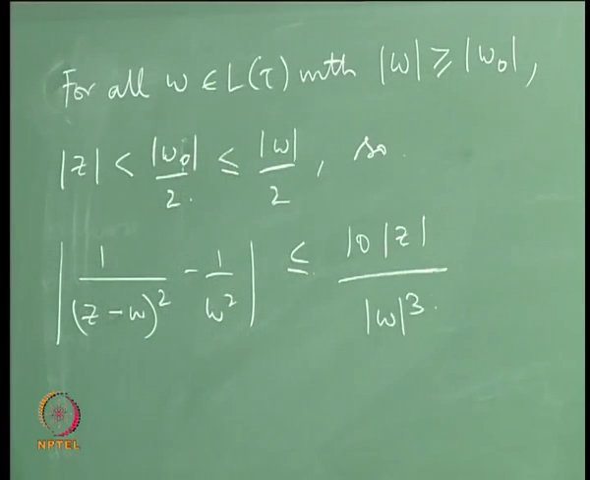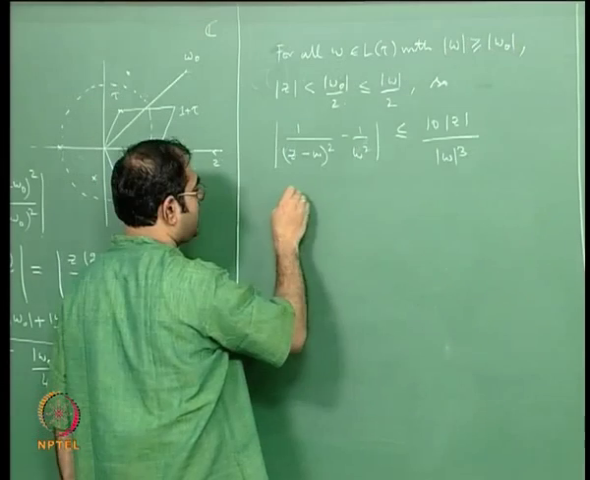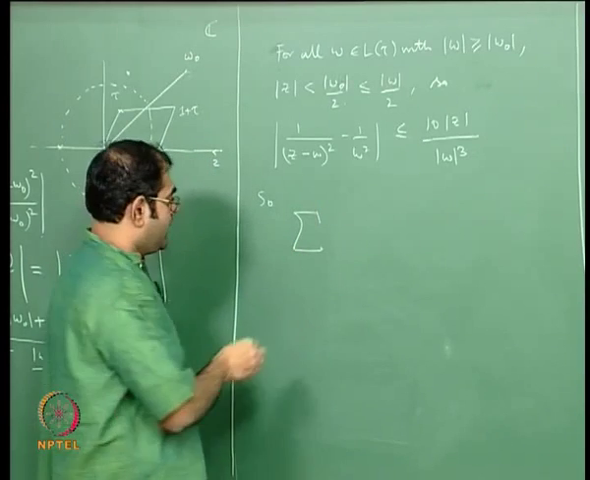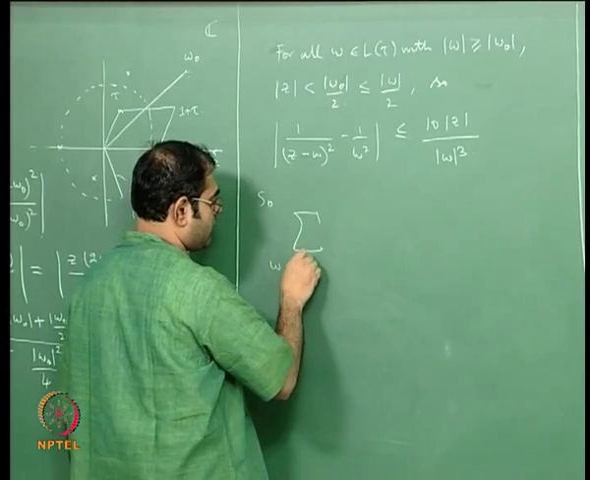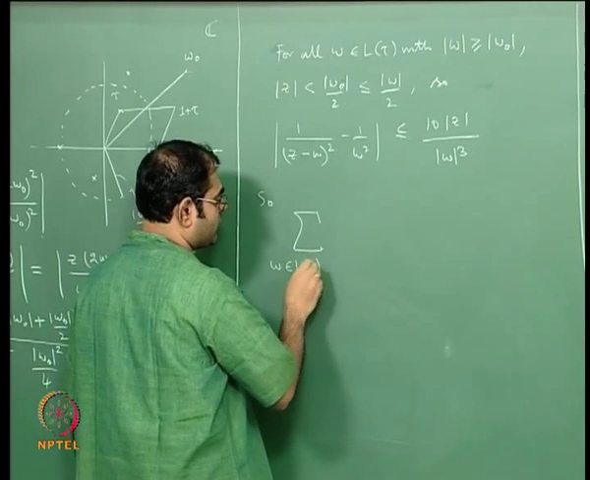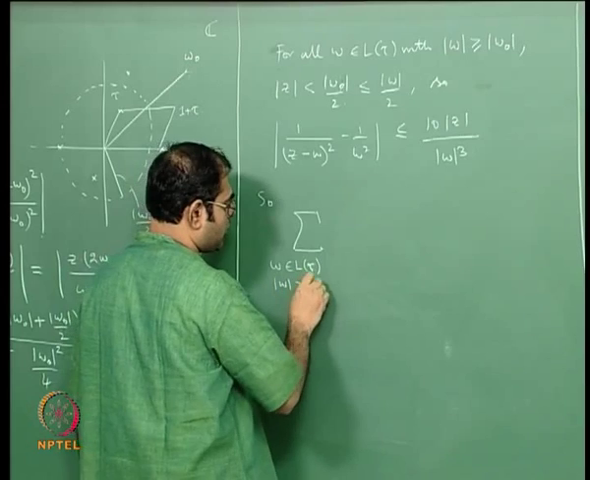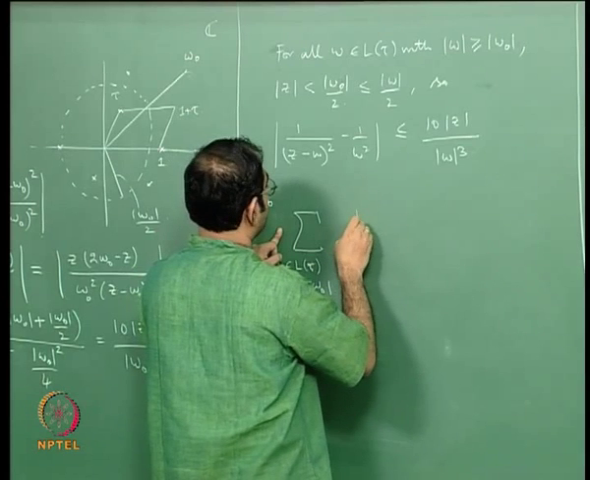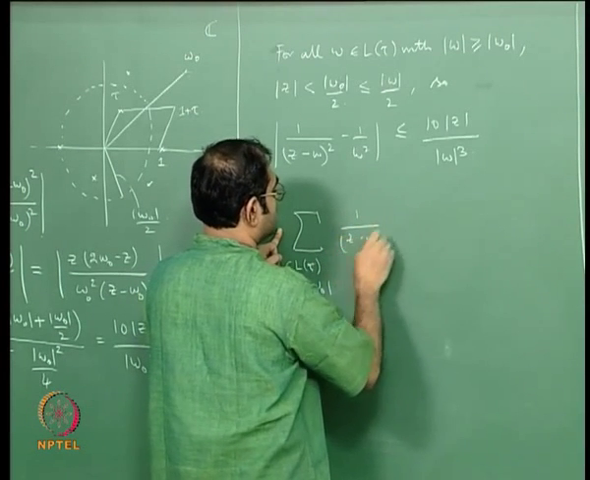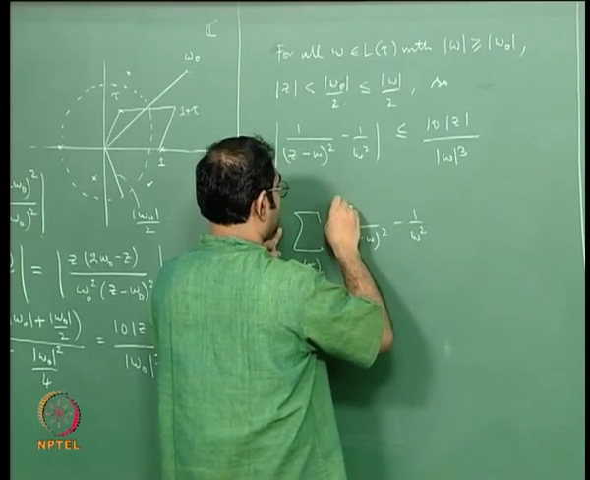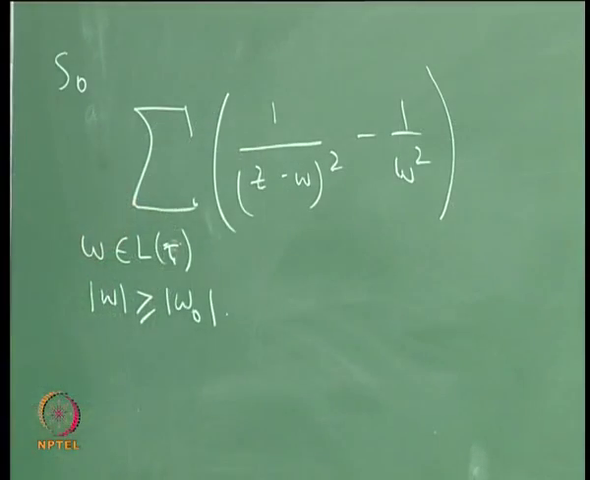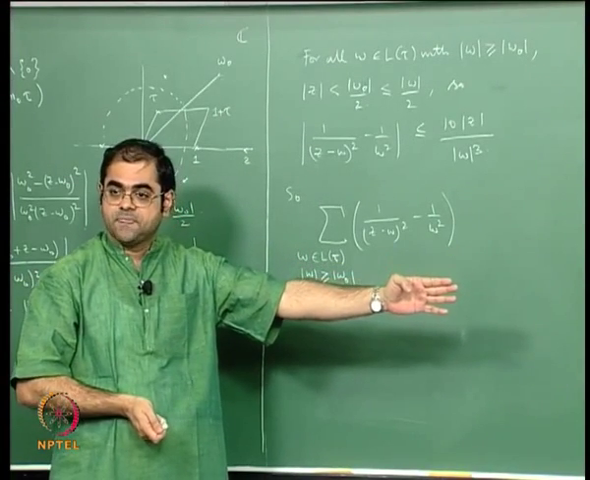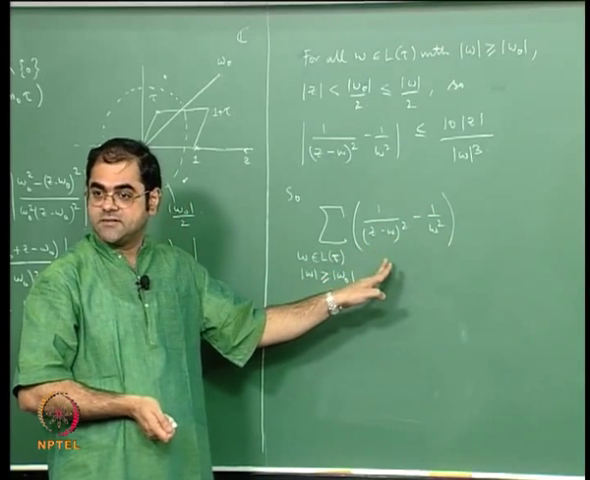Alright, so therefore you see, if I look at this series, I mean the tail end of the series, you take all omega in L of tau with mod omega greater than or equal to mod omega naught. Then if I look at this series, 1 by (z minus omega) the whole squared minus 1 by omega squared, this is just that series except for finitely many terms, so that converges if and only if this converges.